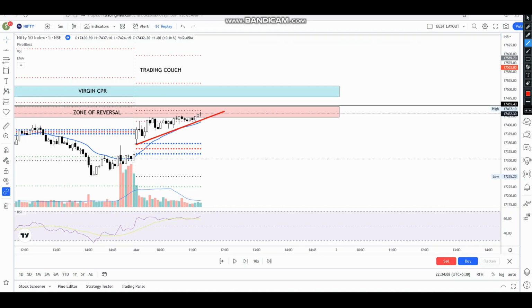this way, we can see that the index is moving upwards, but at the same time the RSI is not showing any momentum. So this is always a cause of worry, especially when there is a zone of resistance or a reversal or important resistance such as virgin CPR. So we have to be very careful in taking the trade.